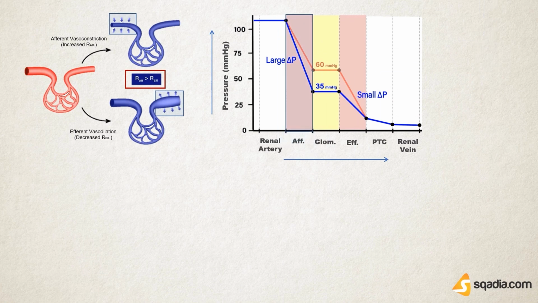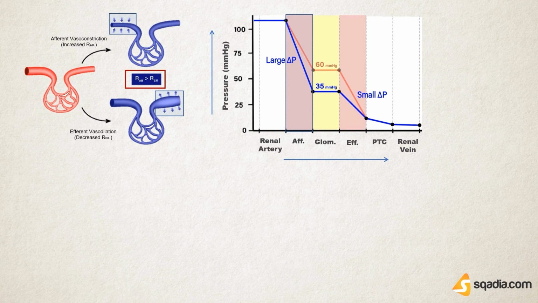So, comparing it to the original condition where we had equal resistances, if the afferent arteriole has higher resistance, we could expect that the blood entering from the renal artery will experience a larger pressure drop as it makes its way through the afferent arteriole.